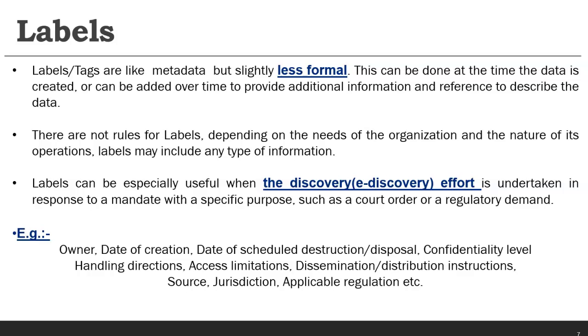The next type is labels, which is less formal. Sometimes we call it text also, and there are no specific rules and conditions for this. There is no set of rules for labels. Depending on the needs of organizations and the nature of the operations, labels may be included. Some examples are date of creation, disposal, construction, confidentiality level, access limitations, jurisdictions. Many labels or text you can attach based on your needs.